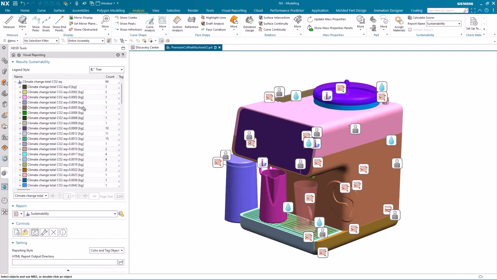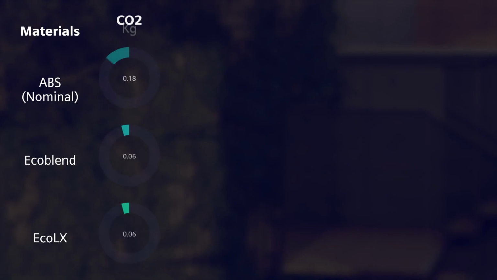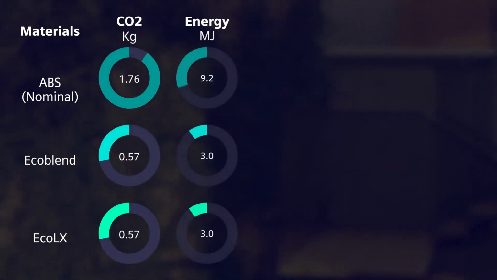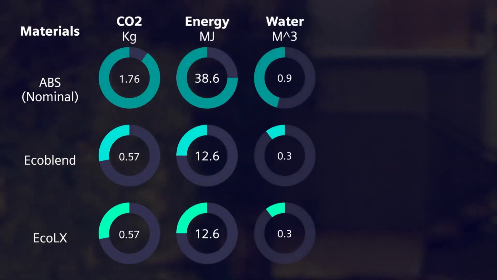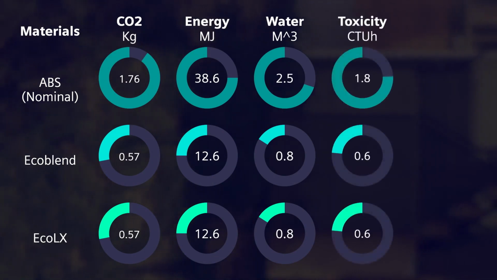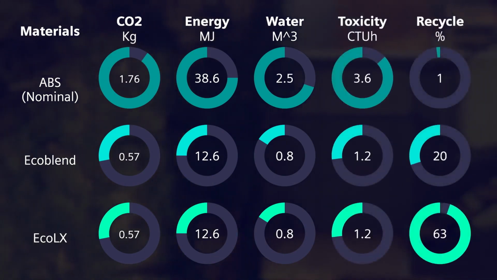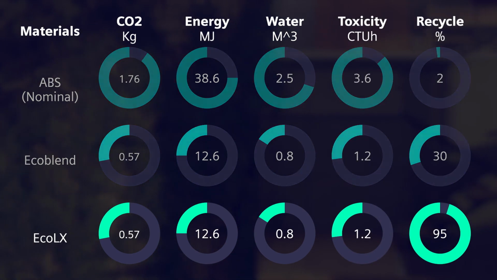Our designers have assigned the different plastics to the relevant parts, and the report has some interesting results. Although the difference in CO2 production between the three is small, this option includes a much higher percentage of recycled materials. The designers know from Teamcenter that this material costs a little more, but they'll recommend it for use due to its superior environmental credentials.